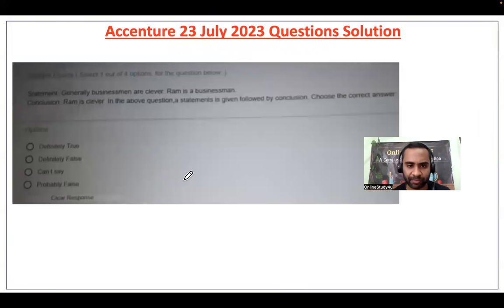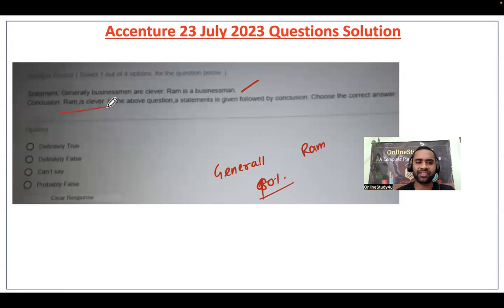Friends, generally businessmen are clever. Generally, businessmen are clever. Ram is a businessman. See, they're telling generally businessmen are clever, but generally means they can say, okay, 80% of the businessmen are clever, or 90% of the businessmen are clever. Now, Ram is a businessman. Okay, so the conclusion is, Ram is clever. No, that might not happen, because Ram might belong to the remaining 10%. So that is not 100% true, right?